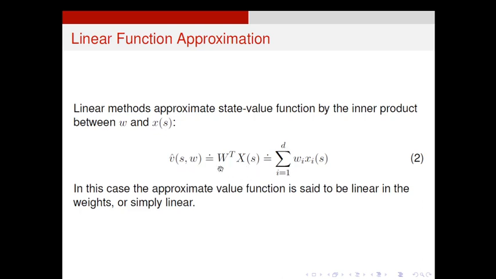This is the matrix form. In sigma notation, this can be written as sigma i equals 1 to d, because w is a weight vector of d dimension. So summation over i from 1 to d of w_i into x_i(S). In this case, the approximate value function is said to be linear, because all the terms in this expression are of power 1 in terms of x, and w is also a linear expression.